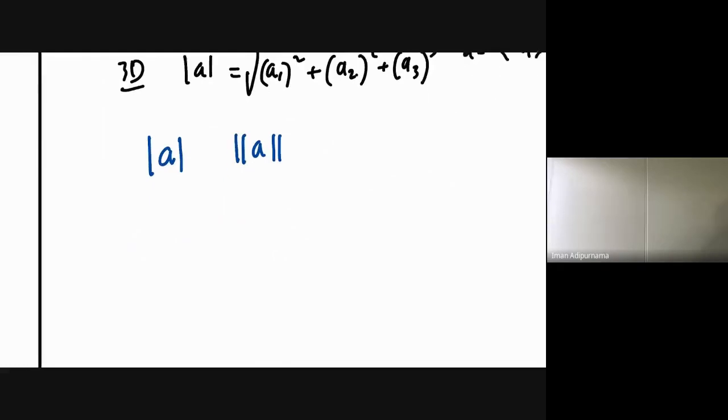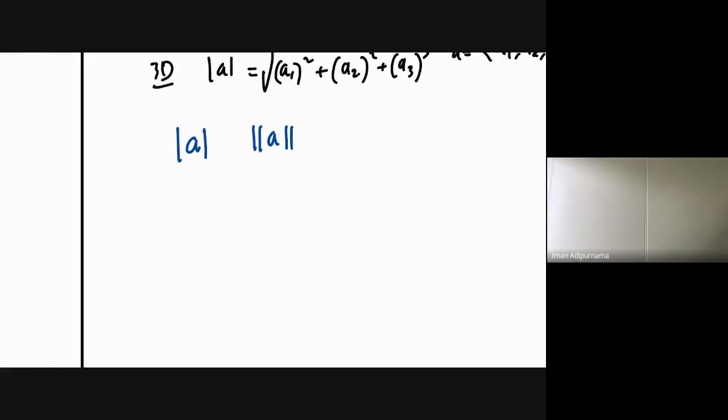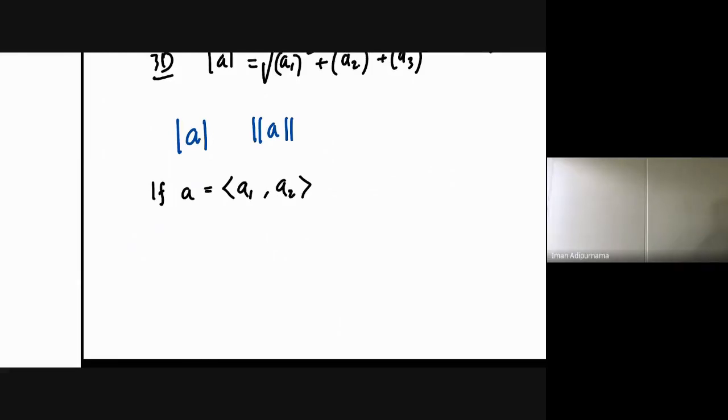Okay, now let's continue. After we get the length, the other thing is how do we add or subtract the vectors? So basically, I'm just reviewing the introduction part of vectors. So if you maybe remember, or maybe you need to refresh, okay, I will show you how and maybe some examples.